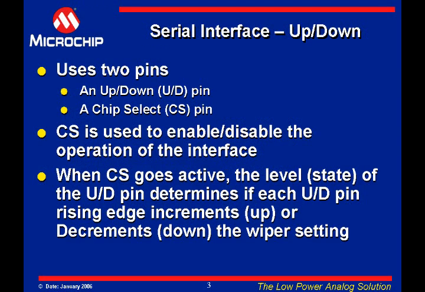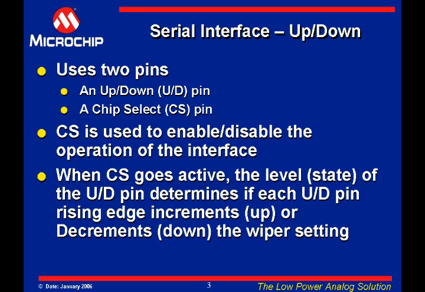The up-down interface is the simplest of the three interfaces. The wiper setting is only moved one position, either up or down, from the current position. This occurs on the rising edge of the up-down pin when the CS signal is active. This is okay for many applications. This includes when a non-volatile device is being used for calibration at the manufacturing step.